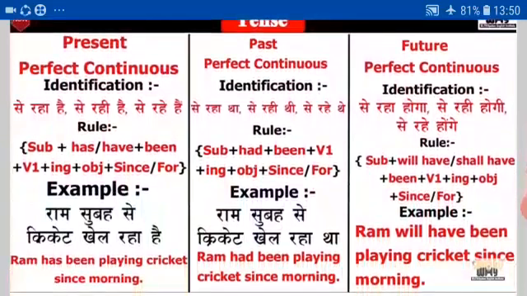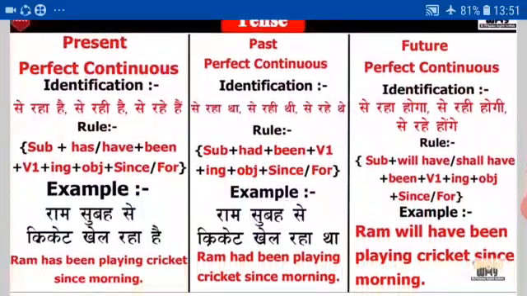Students, we have to use here has or have: has for a singular subject and have for a plural subject. And we have to also use here since or for. Since is used for definite time and for is used for indefinite time.